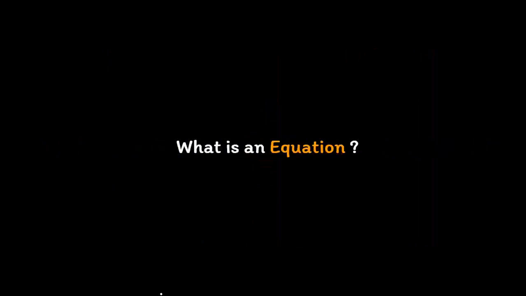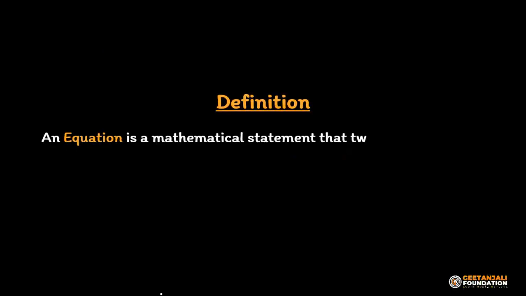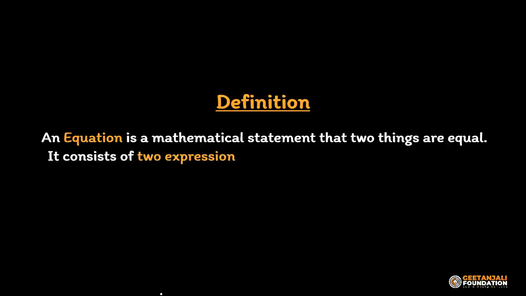To begin with, what is an equation? Let's start with its formal definition. An equation is a mathematical statement that two things are equal. It consists of two expressions, one on each side of an equal sign. Let's understand this with a real life example.